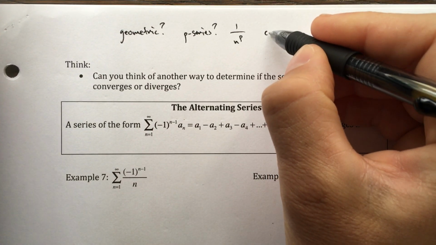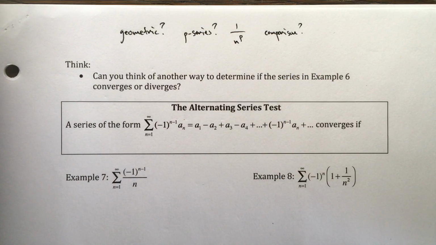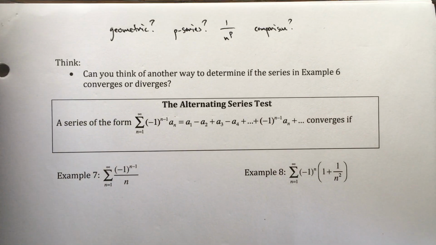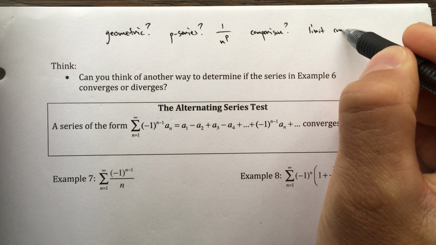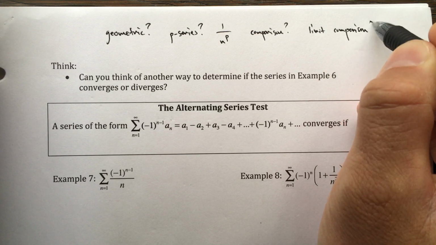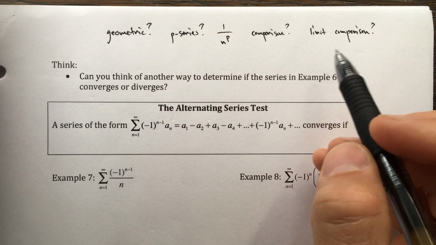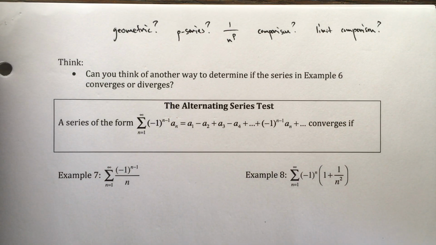Could we do comparison? Well, the problem with comparison is you need things to be positive so that they could be less than something that converges, but also greater than 0. So comparison doesn't seem to work. Limit comparison might work, but then you'd be comparing it. No, I think limit comparison things need to be positive as well. Yes, they do, so that's not going to work. The ratio test didn't work, so we're kind of out of options, which is why we need a new test.